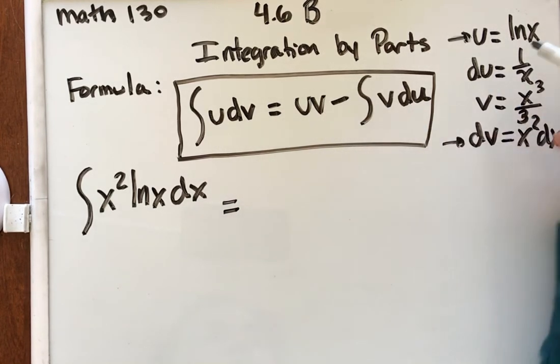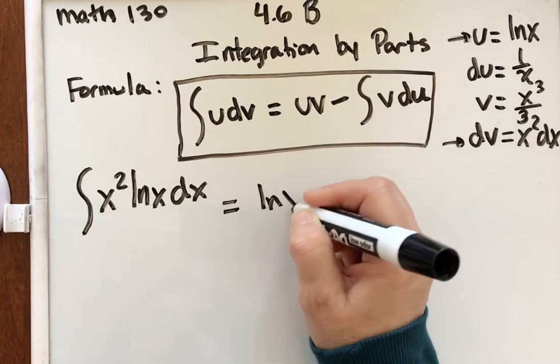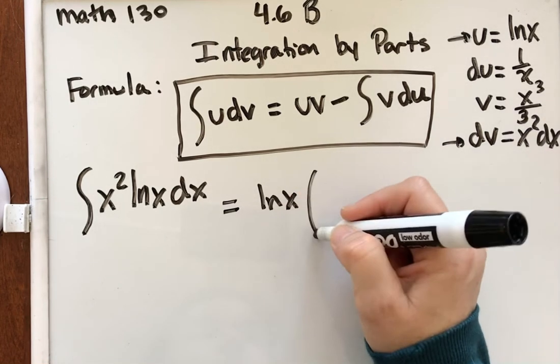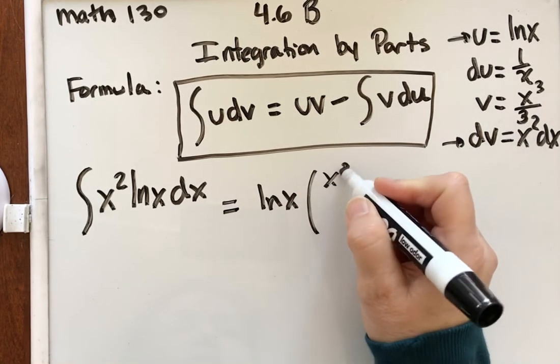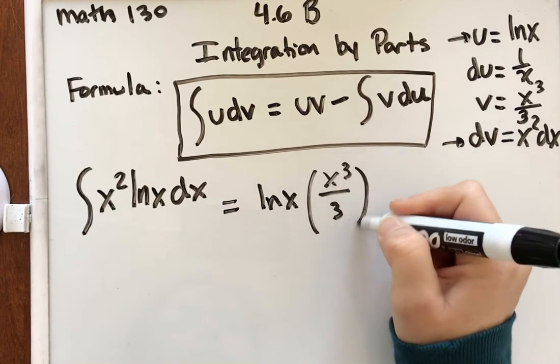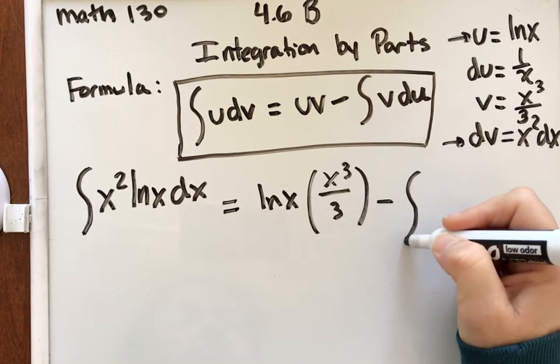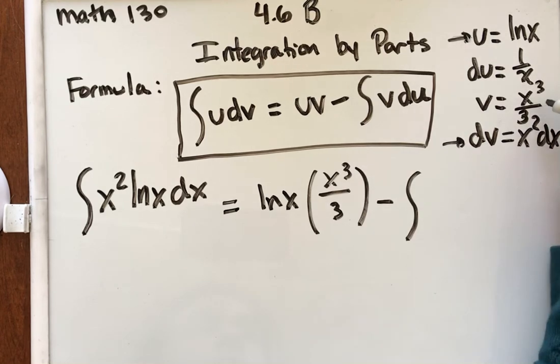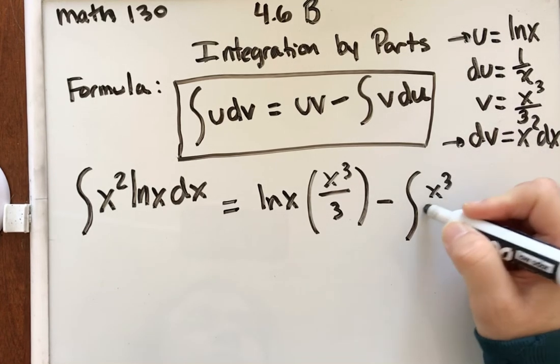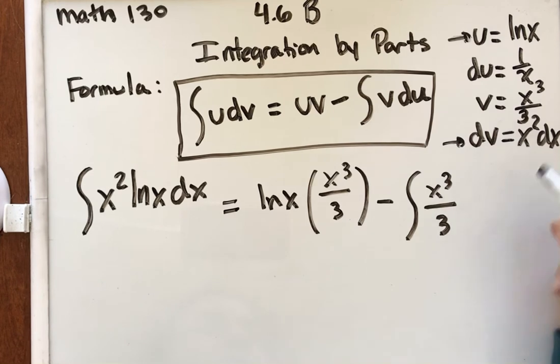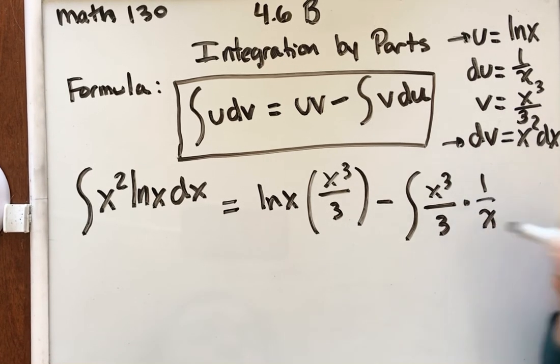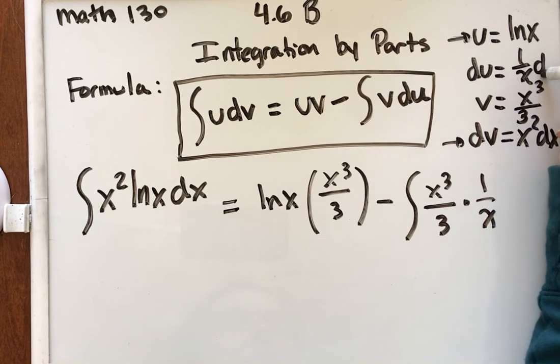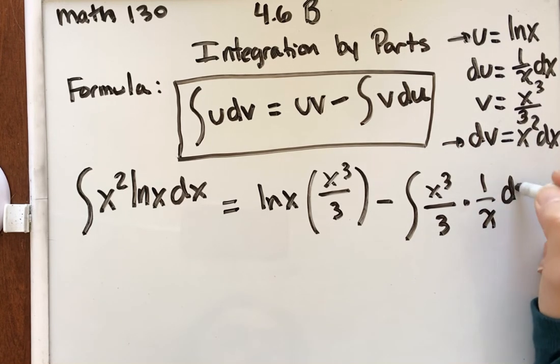u times v, u is ln x, times v. v is x cubed over 3 minus the integral of v. v is x cubed over 3 times du. du is 1 over x. Okay, we're missing a dx. Where did the dx go? I forgot it right here. See? I needed to put that dx there.